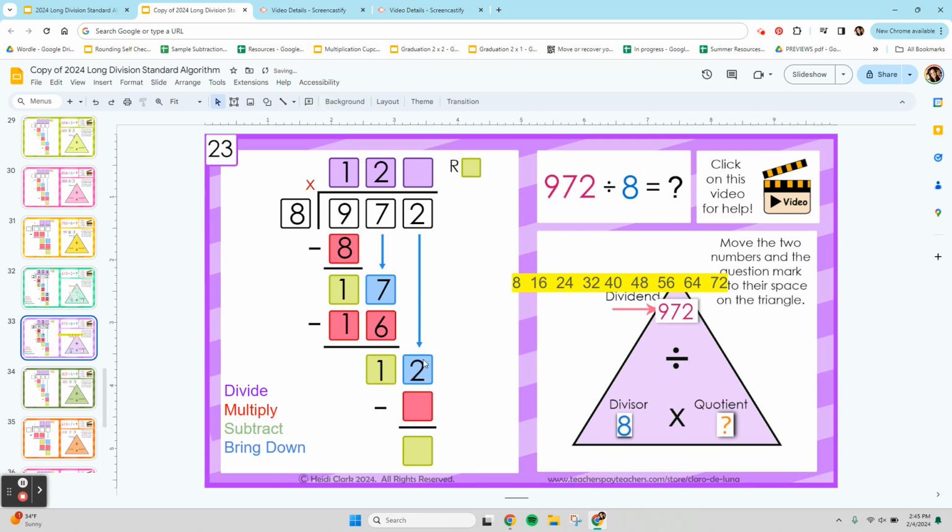How many times can 8 fit into 12? Just one time before it goes over. So put your 1 up top. And one more time, we're going to finish up here, 1 times 8, to get our remainder. So this means that if you did have 972 items and you put them into 8 groups, you'd have 121 in each group, and there would be 4 left over.